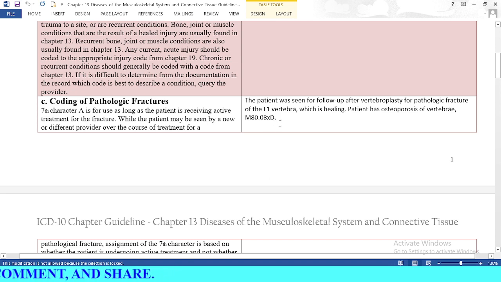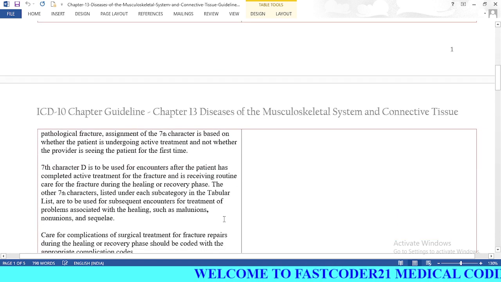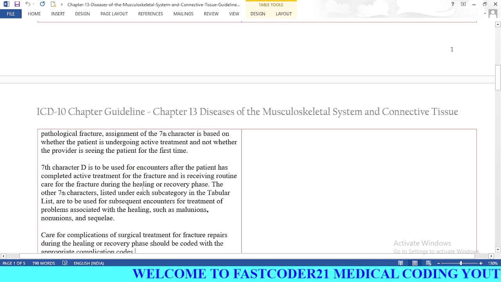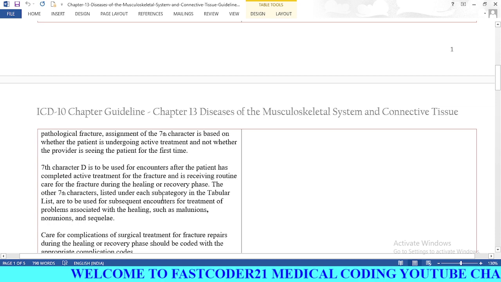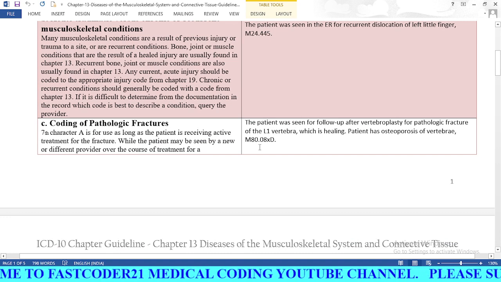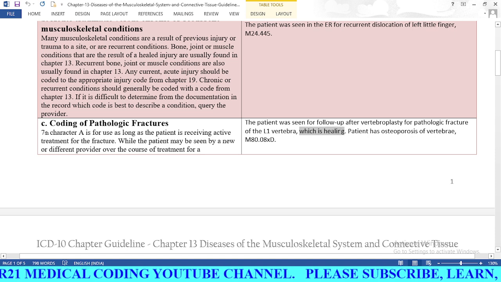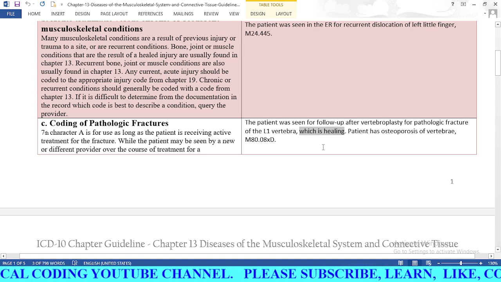So here we have one guideline. The patient was seen for follow-up after vertebroplasty for pathologic fracture of the L1 vertebra, which is healing. Patient has osteoporosis of vertebrae. So here our code is M80.08XD. As based on guidelines, if the patient has a fracture which is healing at the current session, we need to code it as seventh character D. So based on guidelines, we have coded here M80.08XD as the documentation tells the pathologic fracture of the vertebra is healing.